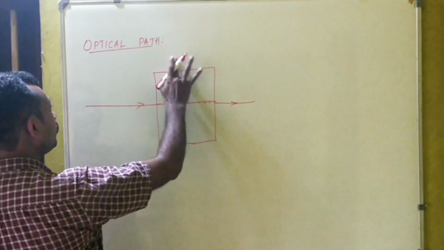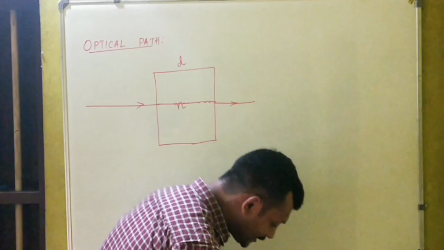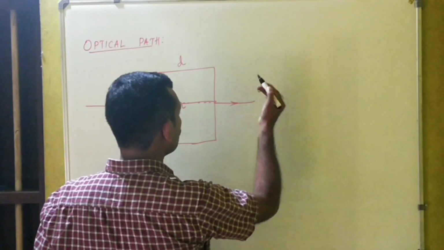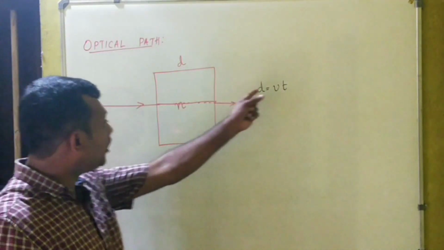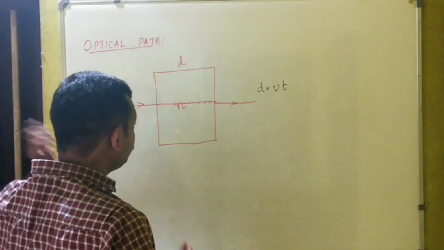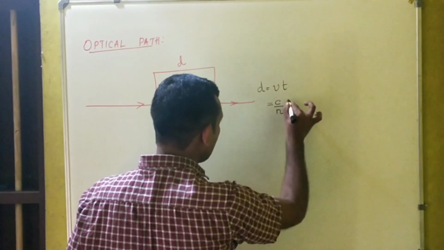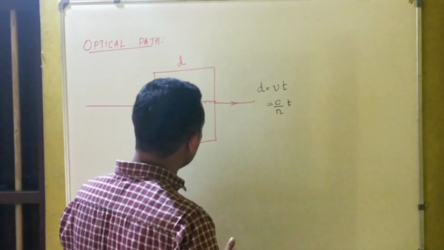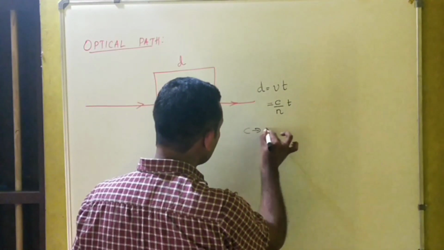Now instead of T, I am taking D. The time taken to travel a distance D is given by D equal to V into T. What is V? V is the velocity of light in that medium. So D is equal to Vt, and V is equal to C divided by N, so the time is N into D divided by C. What is C? C is the speed of light in vacuum or in air.